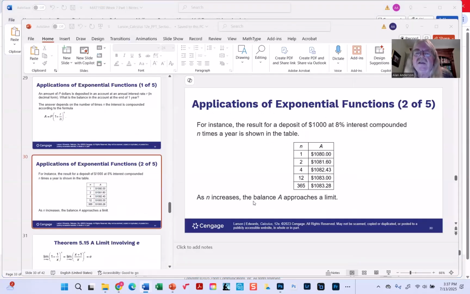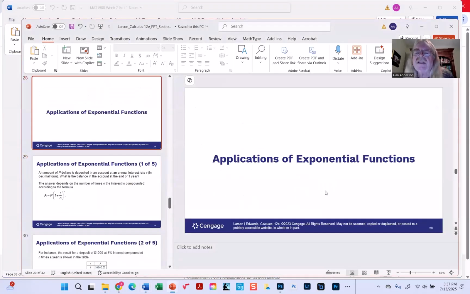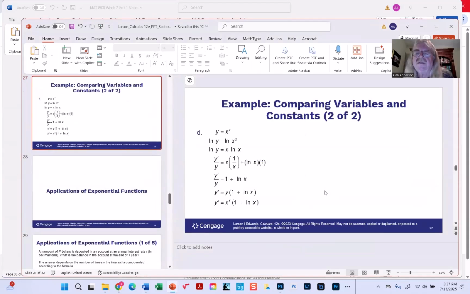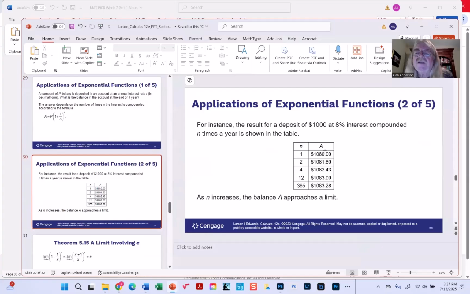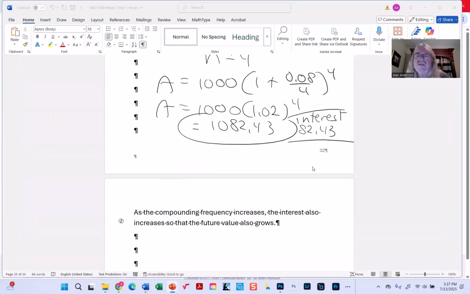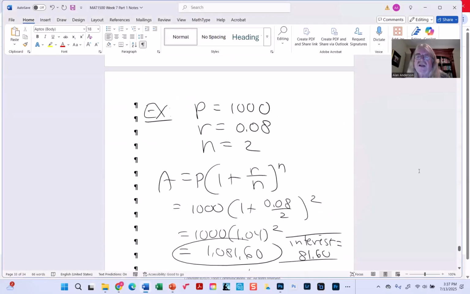And in the chart here you can see, now it's not a huge increase by any means. You can see in the top, we have $80, 81.60, 82.43, 83, and then finally 83.28. So you can see that it's increasing at a decreasing rate. And between 12 and 365, it only went up by another 28 cents. So it turns out this function actually has a limit. So this is a very important result in finance.